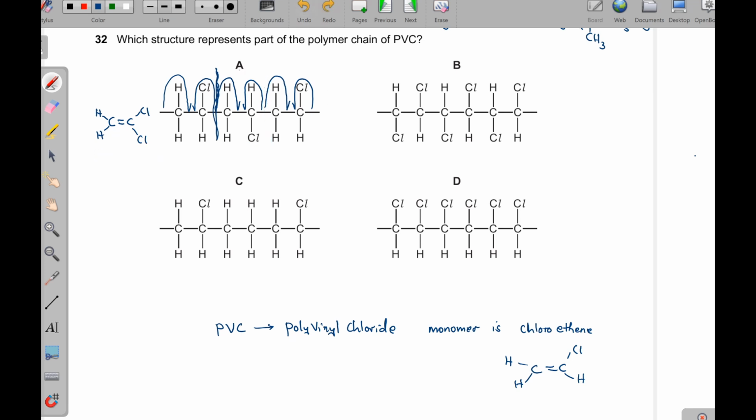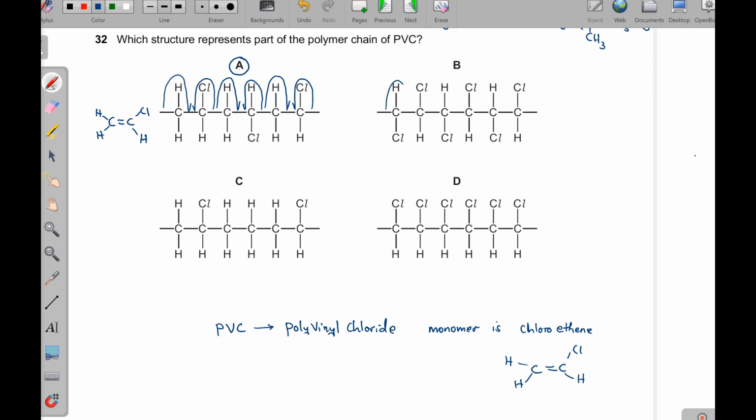Since this one is coming from this monomer, there is actually something wrong that I wrote here. This one is a hydrogen. We have a chlorine here and then a hydrogen. Pardon me there. Now we are getting this monomer that we are supposed to get. So that means the answer is actually A.